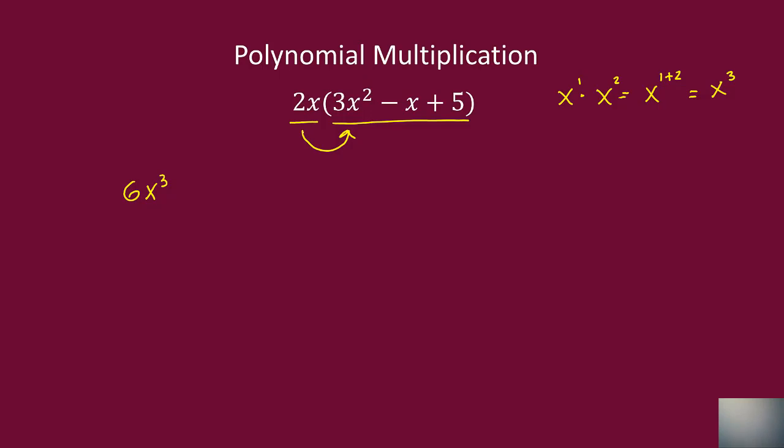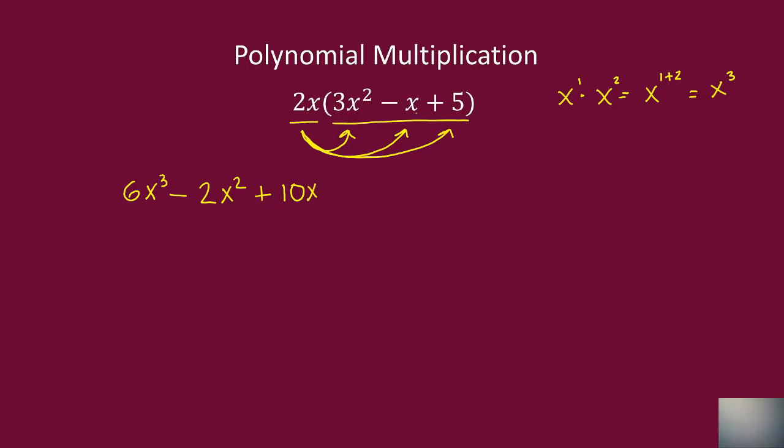Now we multiply times the second term, and make sure that we have the correct signs. So positive times negative, negative. 2 times 1, 2. X times x, x second power. Now we multiply times the third term. Positive times positive, positive. 2 times 5, 10. And since we have just one variable, we keep the x.